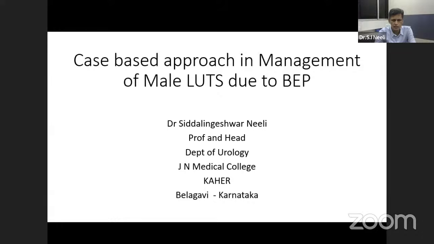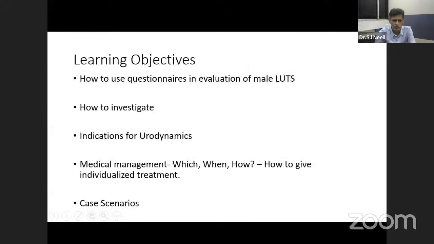So basically, the topic is case-based management of male LUTS due to BEP. The objectives of this are how to use questionnaires in the evaluation of male LUTS, how to investigate a male patient with LUTS, indications for urodynamics, and medical management, which, when, and how to give individualized treatment. First, we'll have a brief discussion on all these topics and then go for case scenarios and how to utilize the knowledge learned during this program.